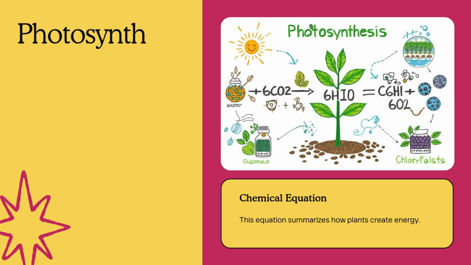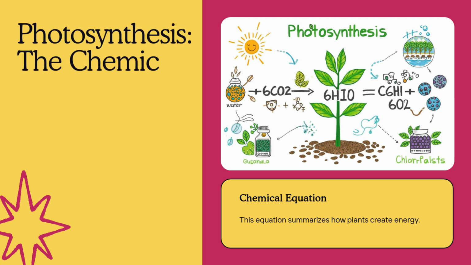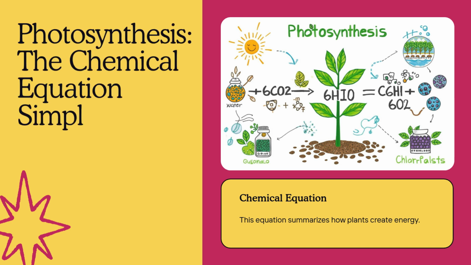Photosynthesis: the chemical equation simplified. Photosynthesis is the process by which plants make their own food using sunlight. Scientists use a chemical equation to show what substances are used and what substances are produced during this process.